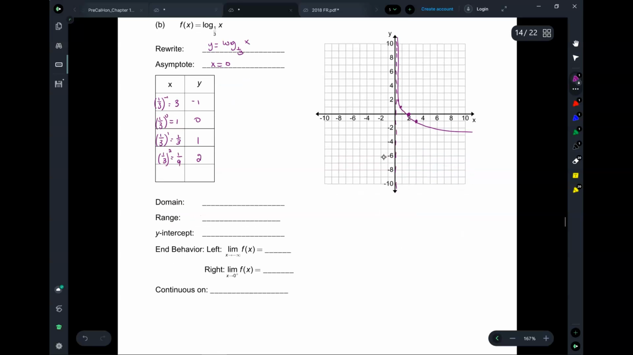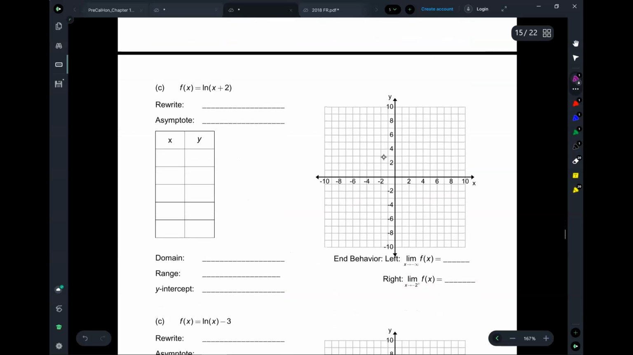Okay, so again, the domain goes from 0 to infinity. The range is all real numbers. I'm not going to talk about intercept. The end behavior as x approaches positive infinity is negative infinity. As x approaches 0 from the positive side, it's positive infinity. And it's continuous from 0 to infinity. Okay.